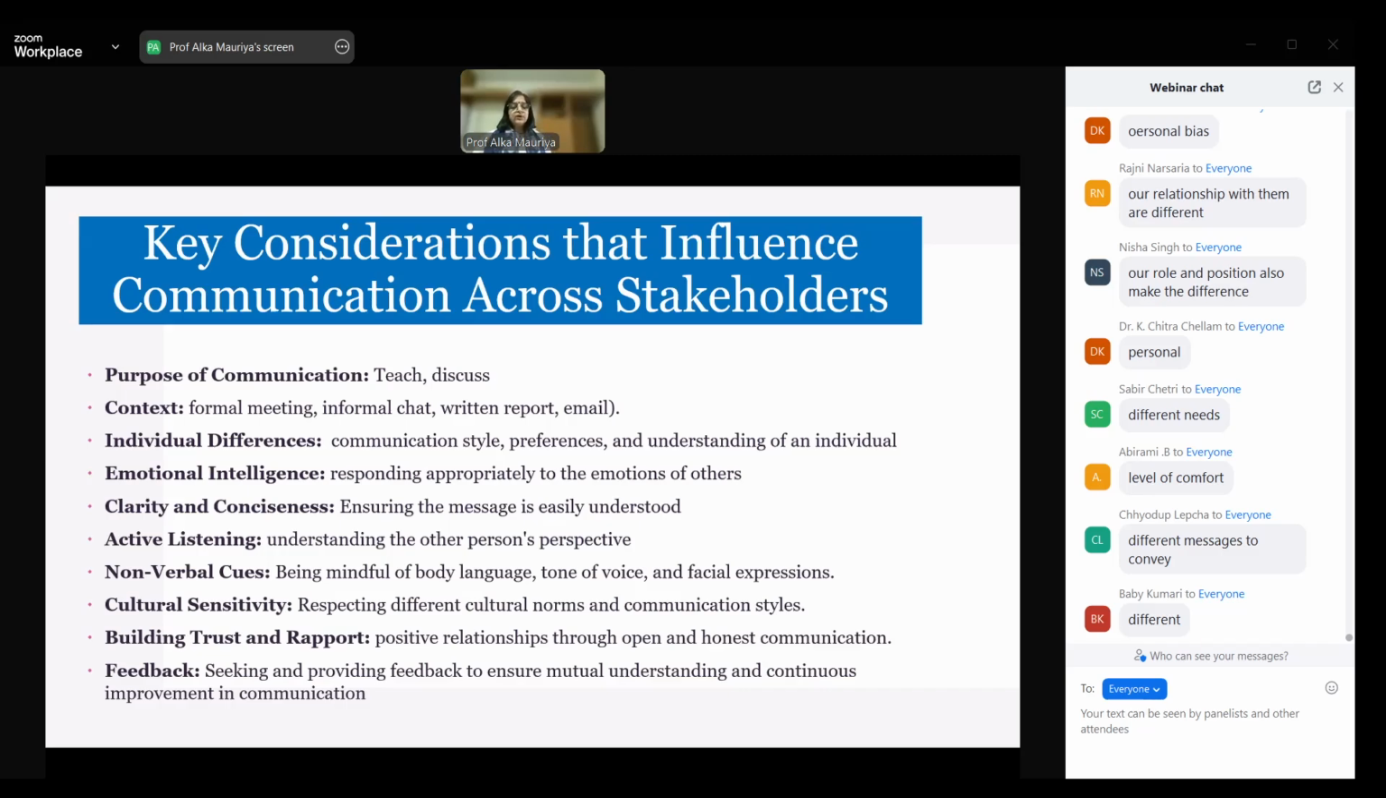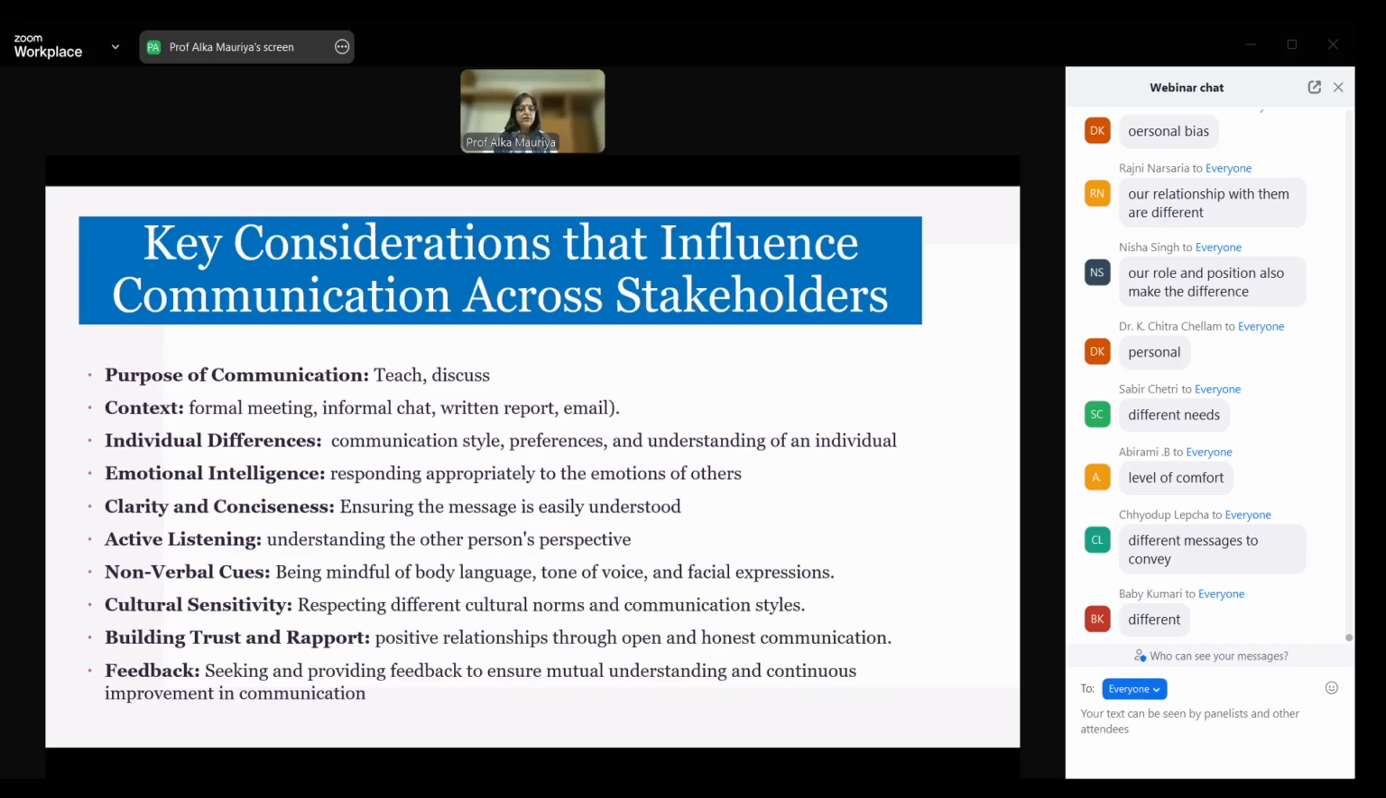Then also at times when the person on the other side is sort of lacking patience, then at times you also have to give an opportunity for that person to speak first, and then you can give your perspective later. Then we also have to be mindful about our body language, about our tone and facial expressions.